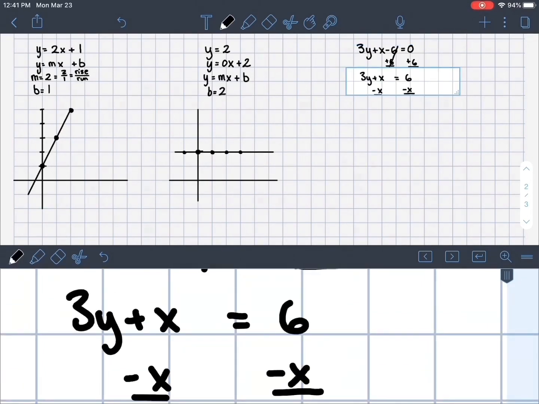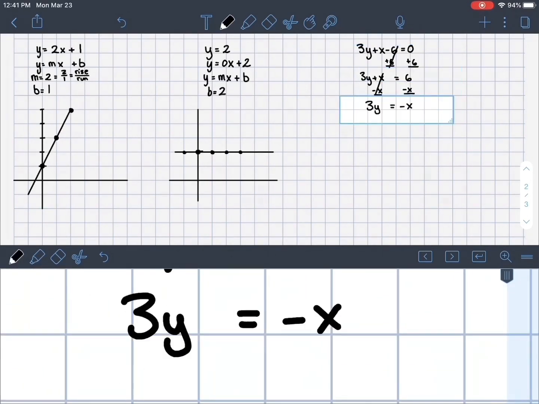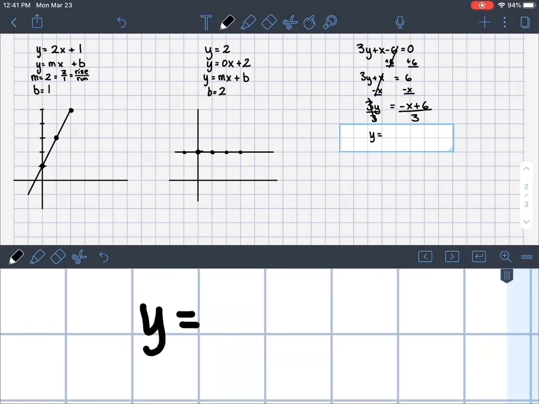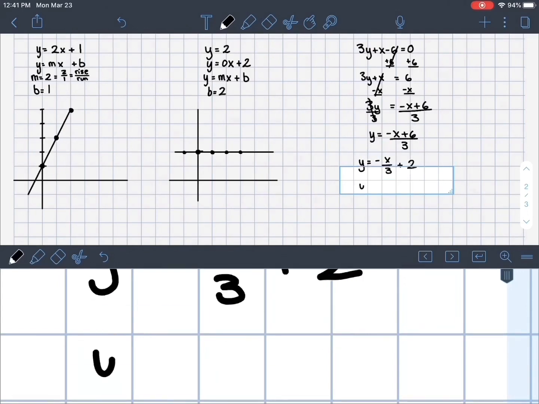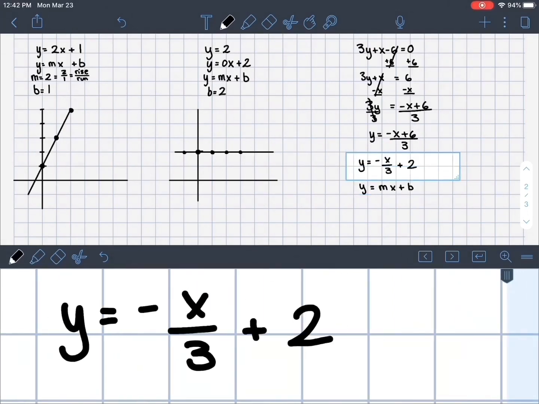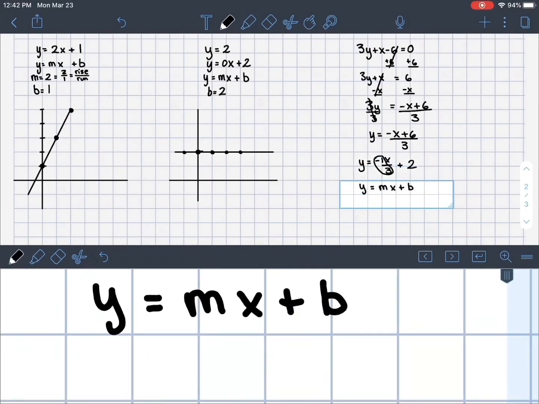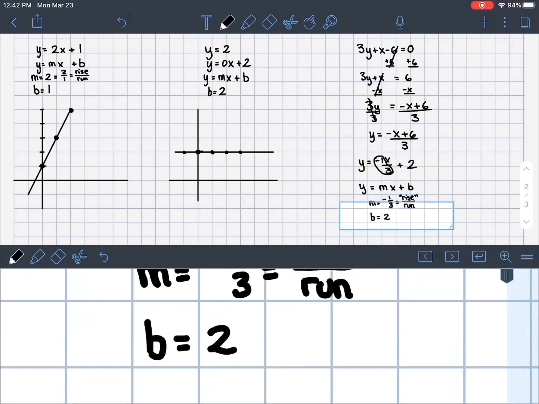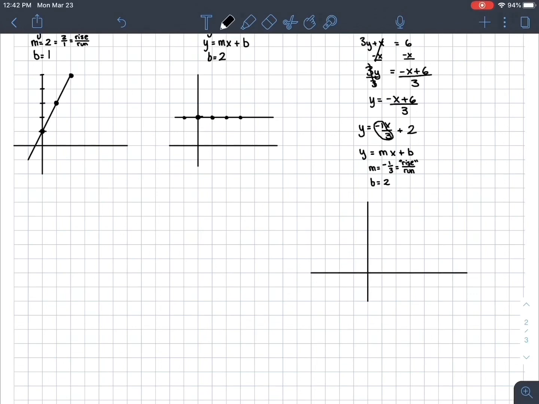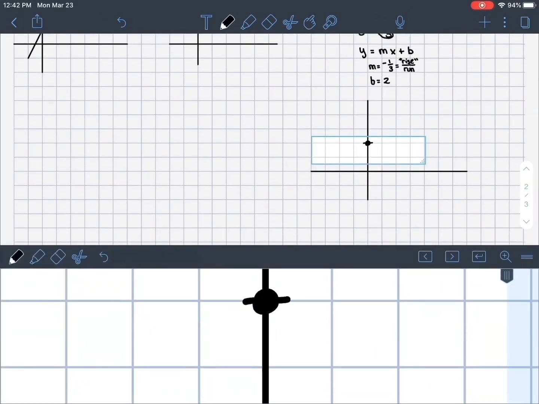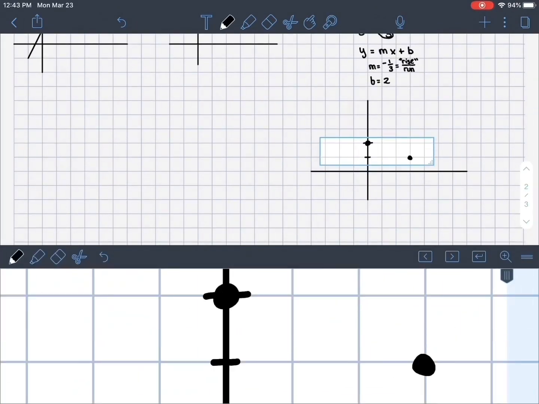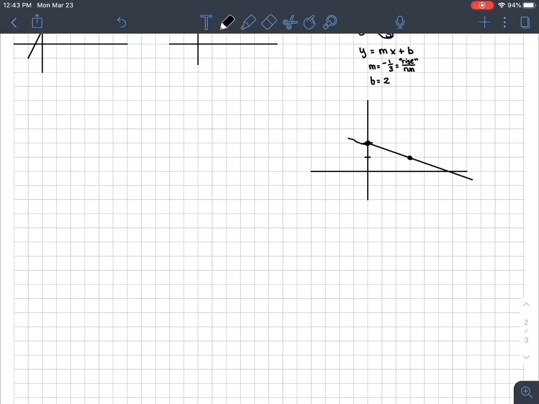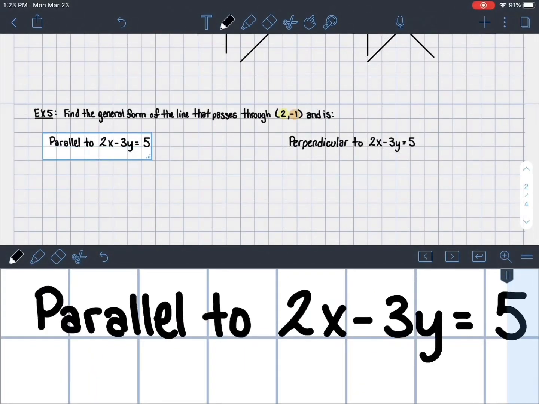In our final equation, we should note that we are not in y = mx + b format yet. So first we must solve for y, and then we can directly compare it to find out what our slope is, which will be -1/3, and what our intercept is, which will be at 2 on the y-axis. Since the slope is negative, it should make sense that your line goes downwards.